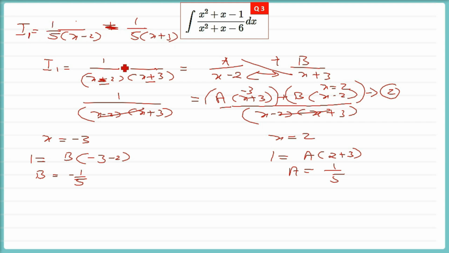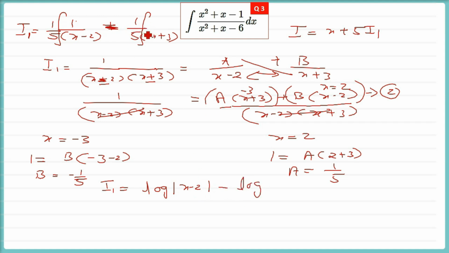When you want to integrate this, I will be equal to x plus 5 I1. We'll put it here. Let's integrate I1 first. So this I1 will be 1 by 5, we can take outside from both the terms. So this will be log modulus of x minus 2, because the integration of 1 by x is log x. Log modulus x minus 2 minus log modulus x plus 3, and don't forget about this 1 by 5.